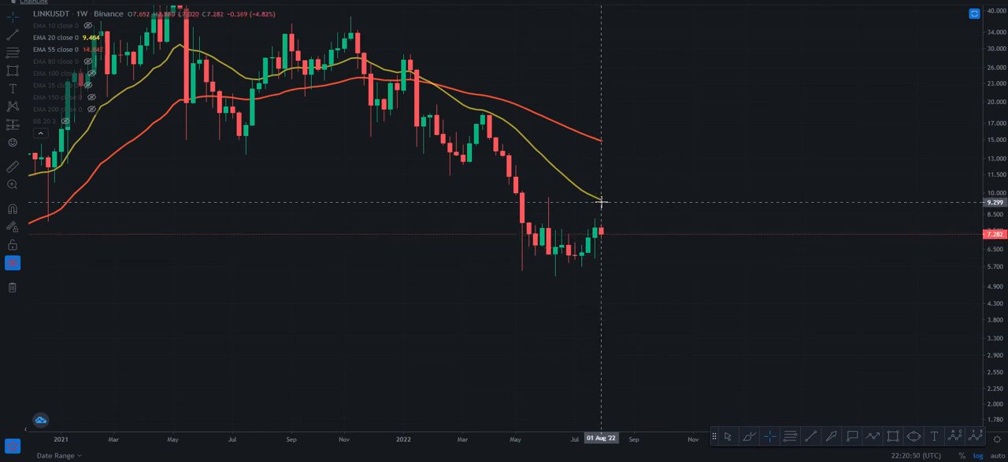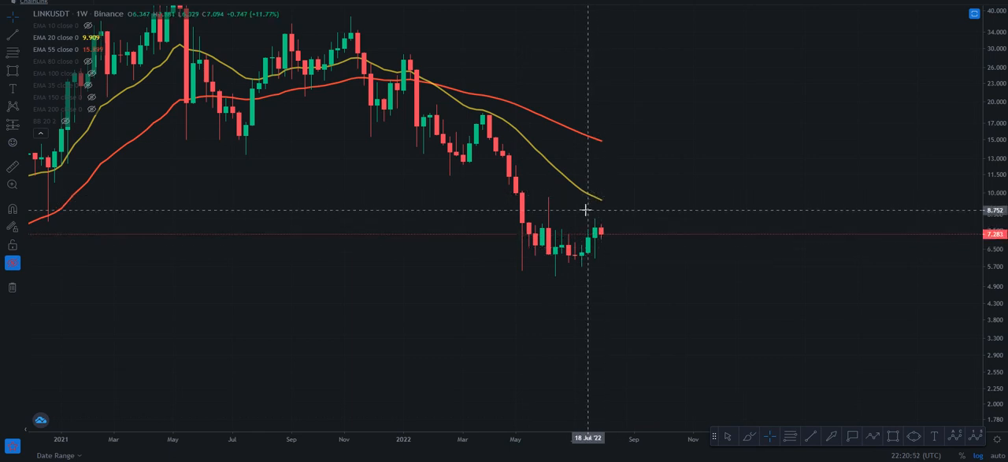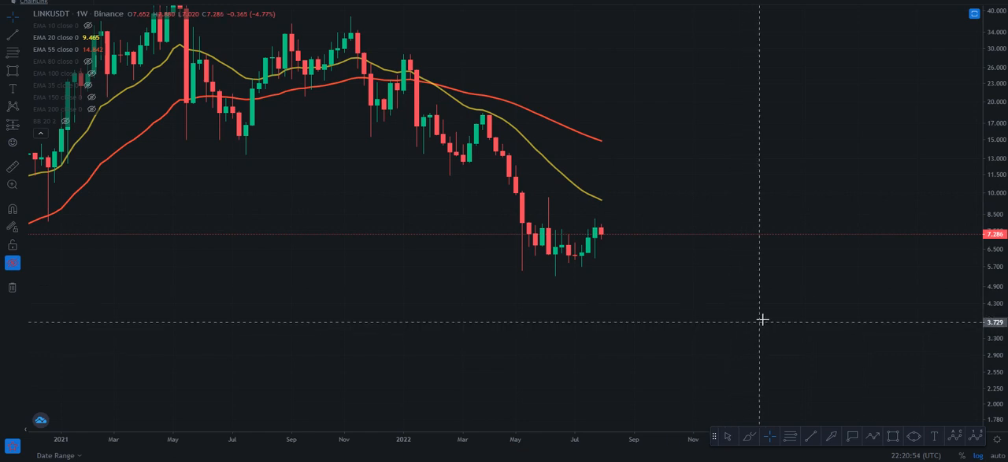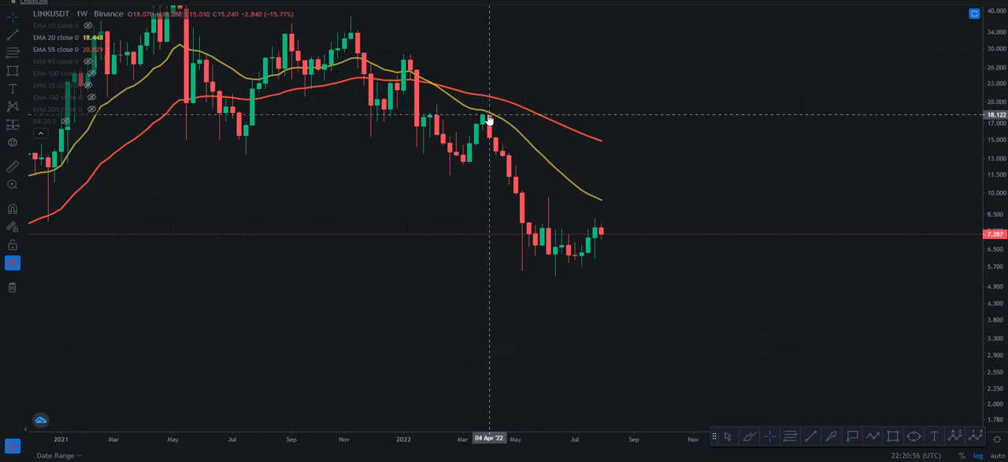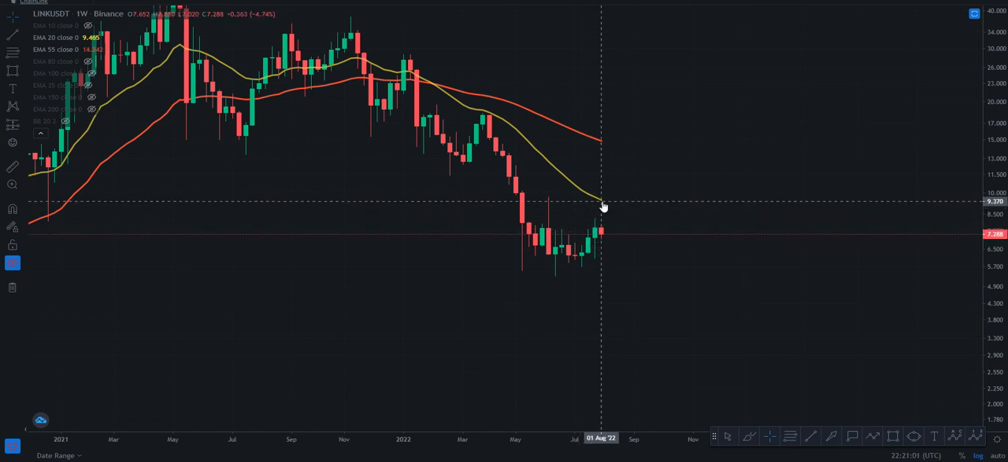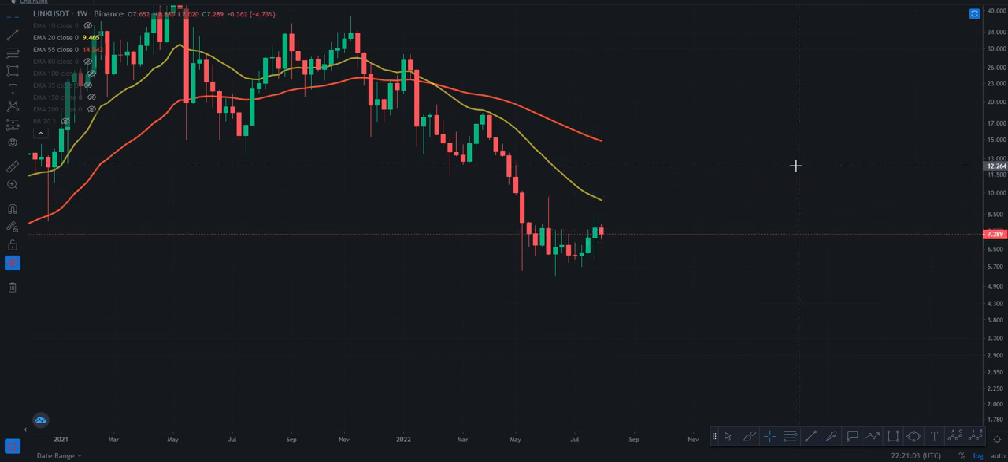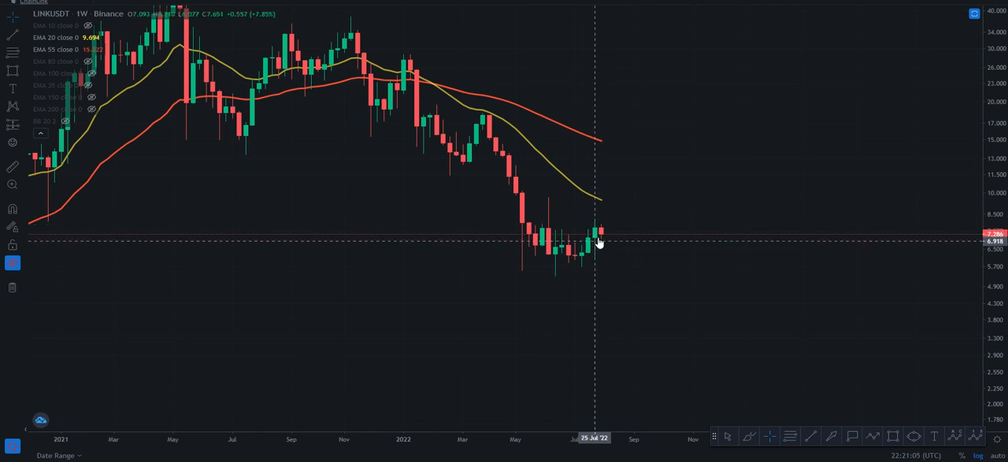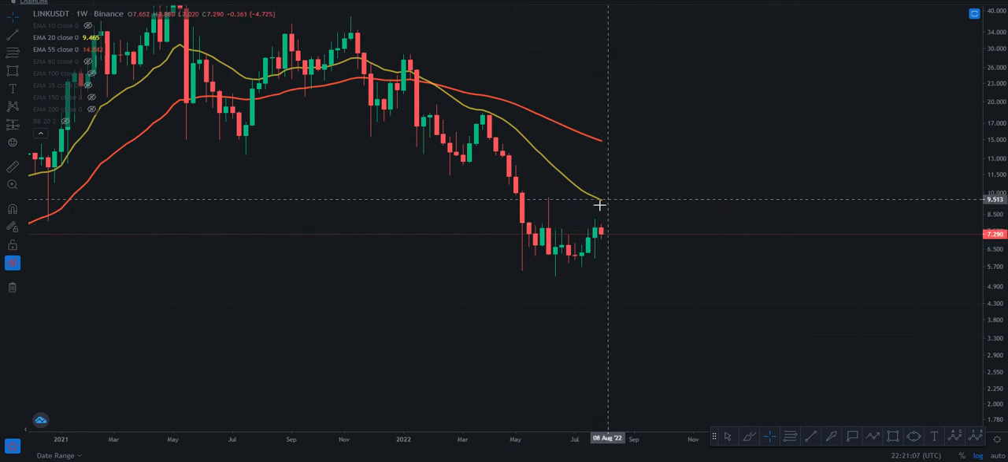And I would say that the first resistance level that we have to look at is the 20 EMA, which we haven't back tested since April of this year. So we potentially are going to have another back test of resistance at $9.46. So if we have a pump, this would be a nice zone to take some profits.